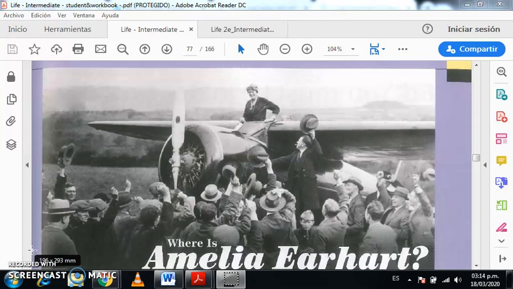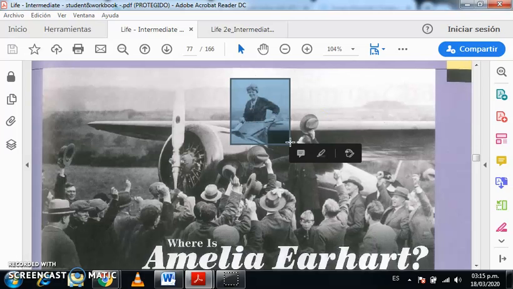So number two is, she flew across the Atlantic Ocean. True or false? Number three, in the photo, she's just landed her plane. True or false? And number four, she lived until she was 100 years old. True or false? Well, here you have a picture, and this is Amelia Earhart, right?